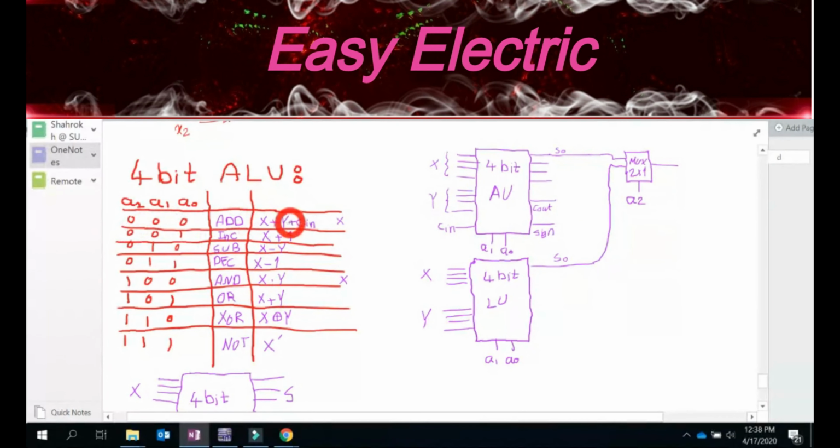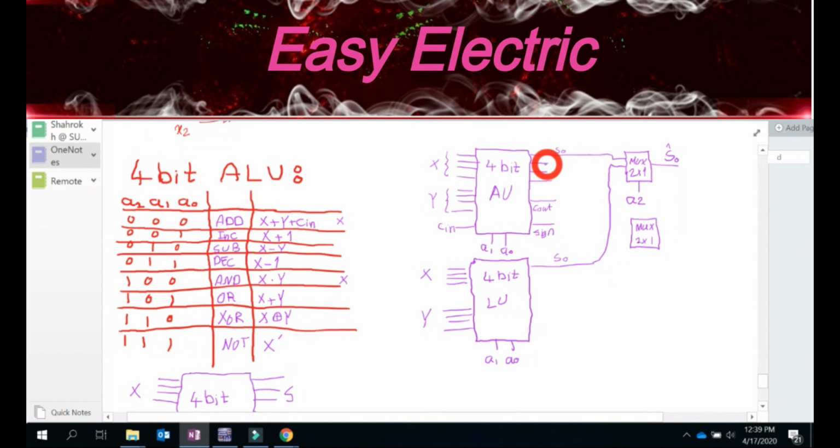And A2 is 0, should be XY. Whenever this is 1, that means in this case the LU's output is the real output. So I call this actually big S0, which is one of these two that you have. Maybe S0 hat, which has a difference. So similar to this, that means what you need actually is another mux 2 by 1.